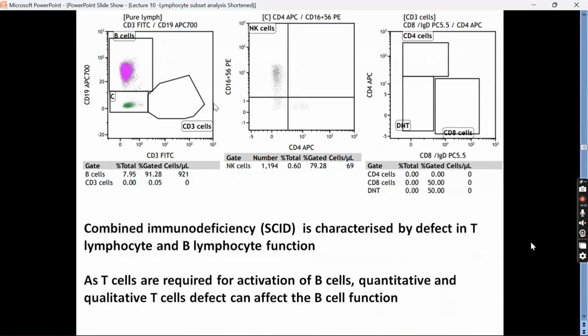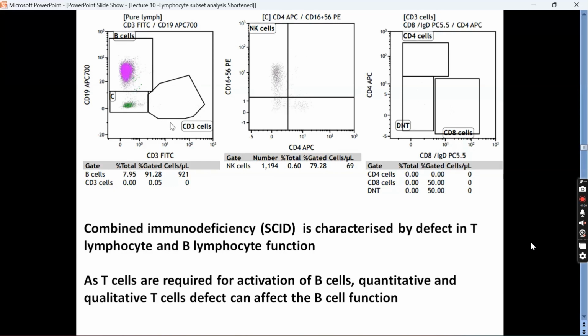Whereas you see this particular patient where the B cells are present, you find there are no T cells. And the cells which are negative for 19 and 3, when I get them in the NK cell markers 16 and 56, I see some NK cells are there. But there are no T cells. So whenever you are finding a reduced number of T cells, then you will be giving a term called combined immunodeficiency. Why is that?